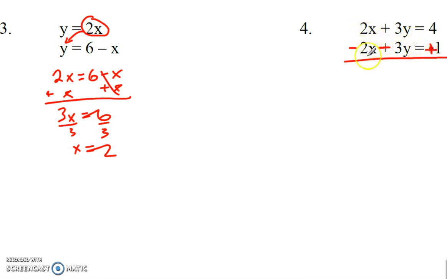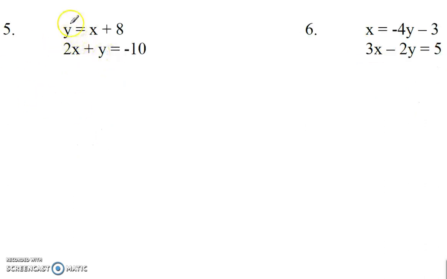Okay, so now 2 minus 2x cancels out. 3y minus 3y cancels out. Remember, canceling out means that's 0. Okay? We don't usually have to write that, but if it's the only thing that's left here, then put a 0 there. 4 plus 1 is 5. Is that true? Does 0 equal 5? Nope. So that is no solution.